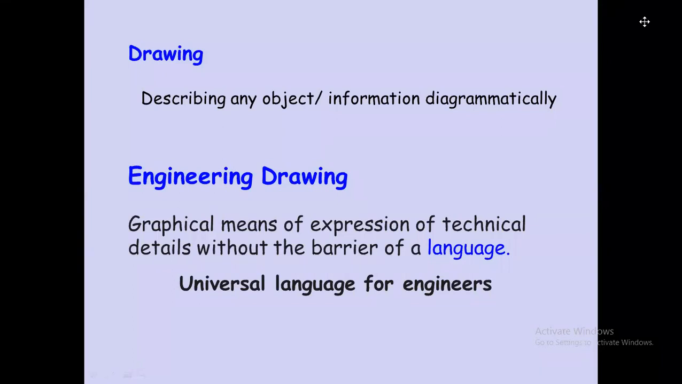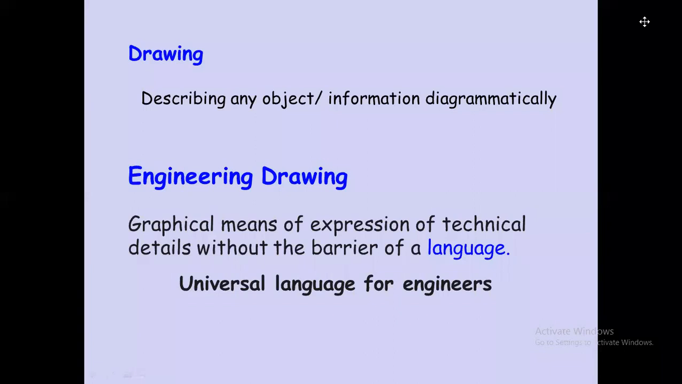But in our engineering graphics, it is not a simple drawing. It is called engineering drawing. Engineering drawing is also a representation of an object or making a picture, but it is with all necessary information. Then only it is called engineering drawing: a graphical means of expression of technical details. Necessary information means technical detail.